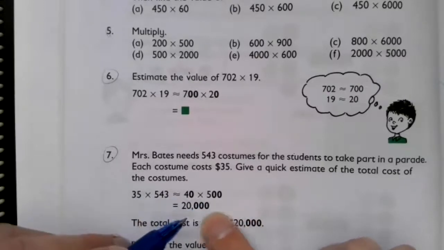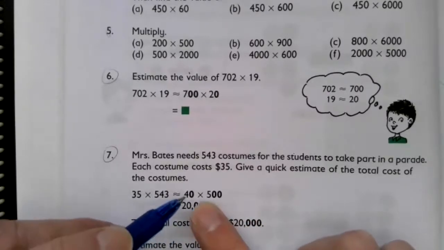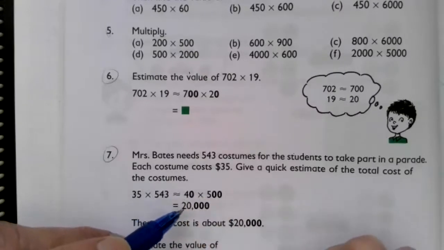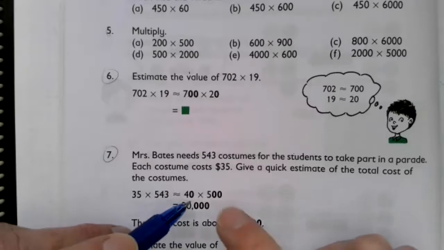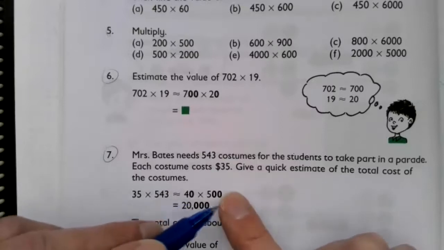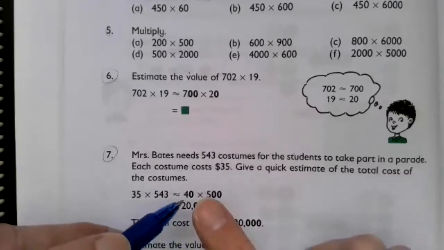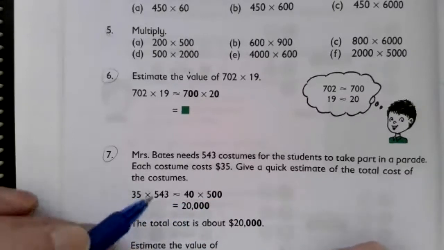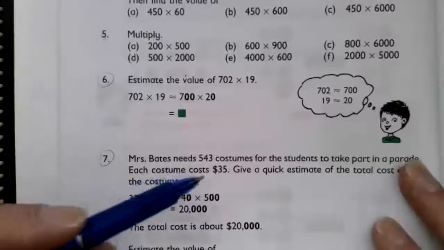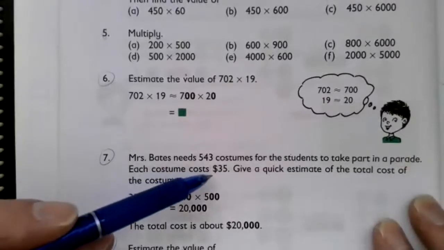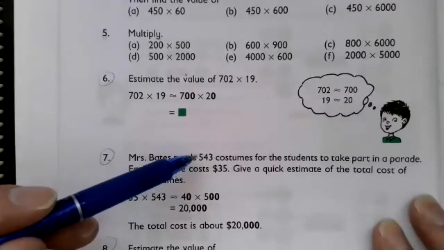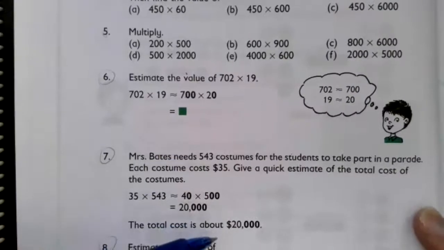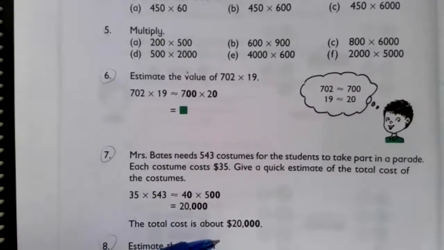40 times 500, 20,000. How do we get that? Well, 5 times 4 is 20, right? Notice these are not bold and these are. Notice the zeros up here were bolded, 1, 2, 3 zeros in the problem. Do 5 times 4, get 20, tack on 3 zeros. So if you want to buy costumes that cost $35 each for 543 kids, you're going to need in the neighborhood of $20,000. That's a quick estimate.